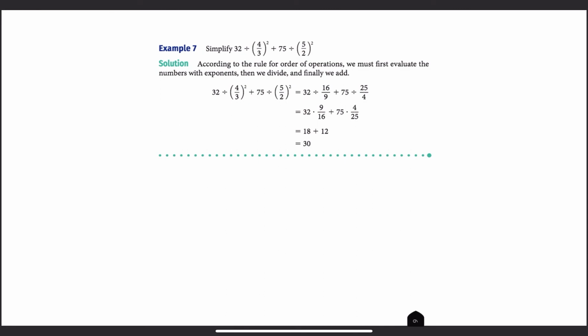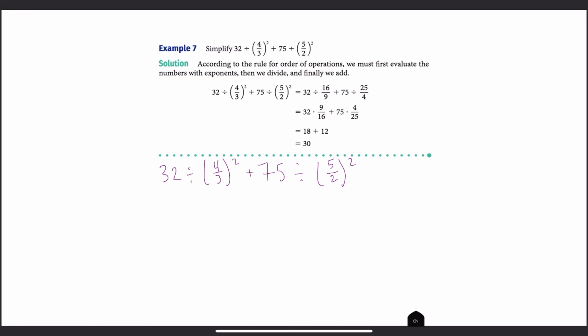So now we can put together some of the properties of the order of operations. So let's have a look here. We've got 32 divided by (4/3) squared plus 75 divided by (5/2) squared. Now the order of operations still stands.